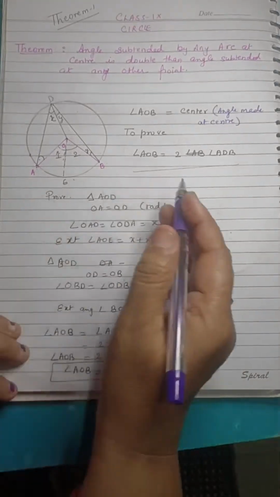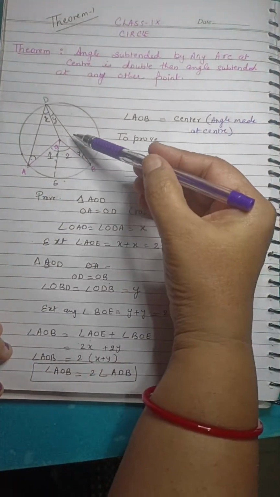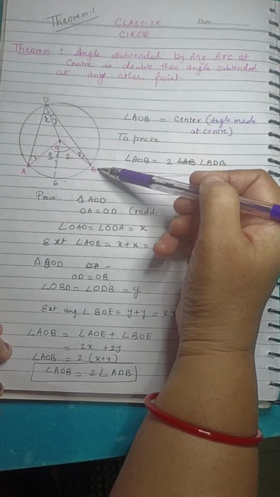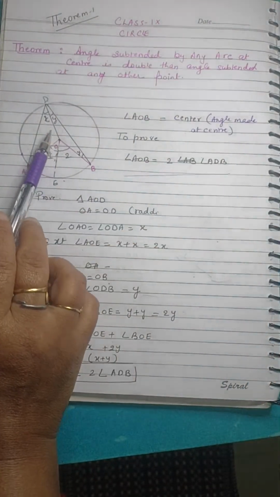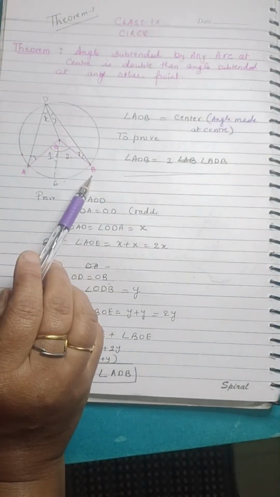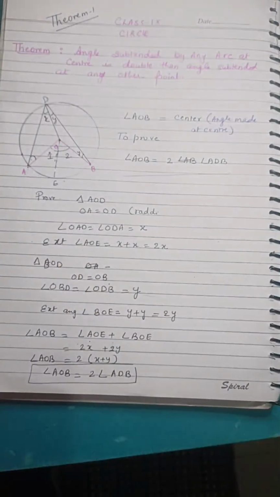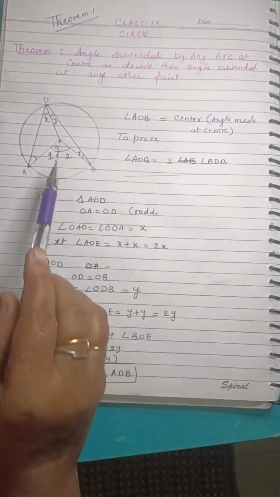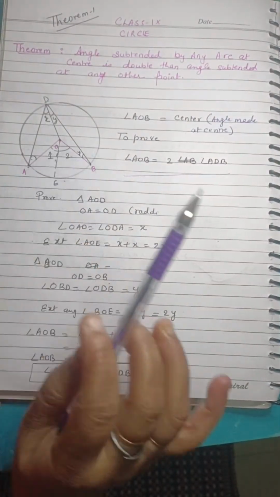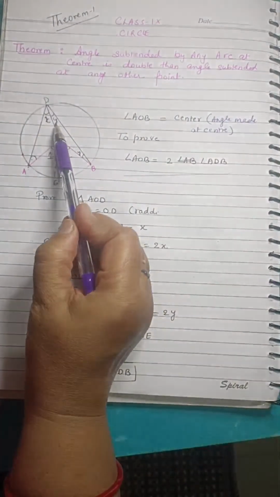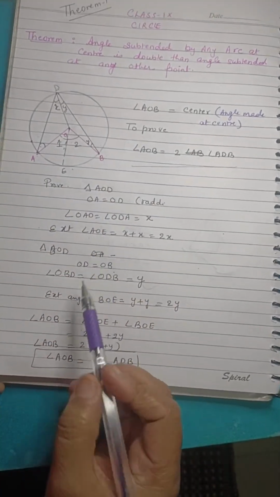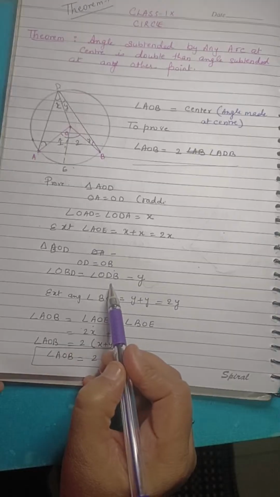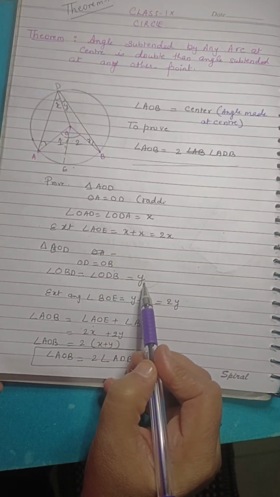Now the same process we are going to apply for the other triangle, that is triangle BOD. So in triangle BOD, what is happening? OD and OB are the radii. So as OB and OD are the radii, the angles opposite to them will be equal. So this y and this y, how will they be? Equal. So angle OBD equals ODB equals y, we have let.